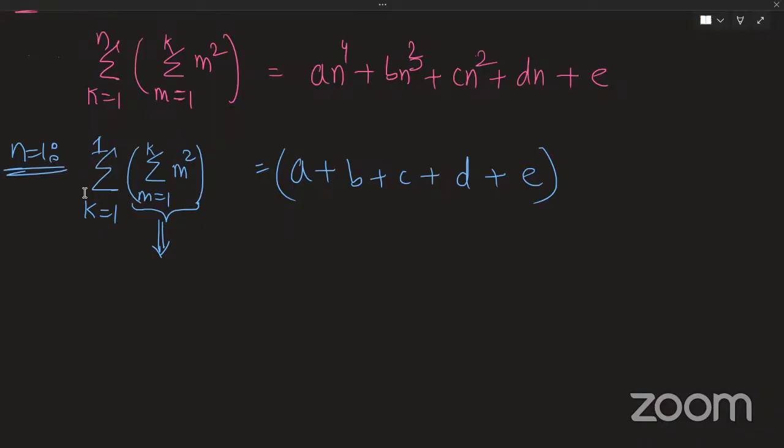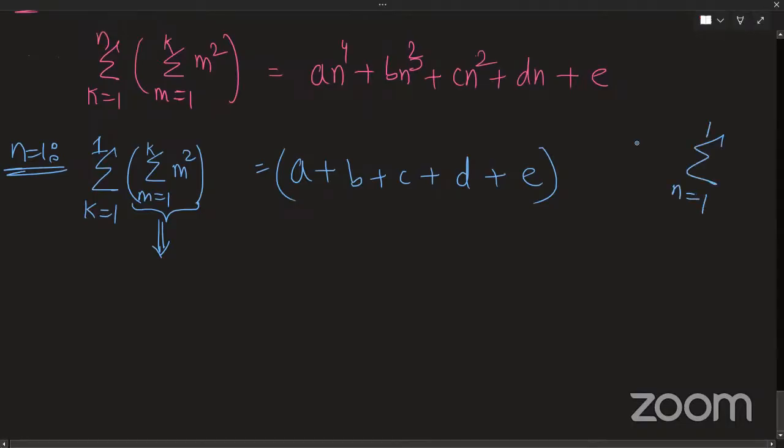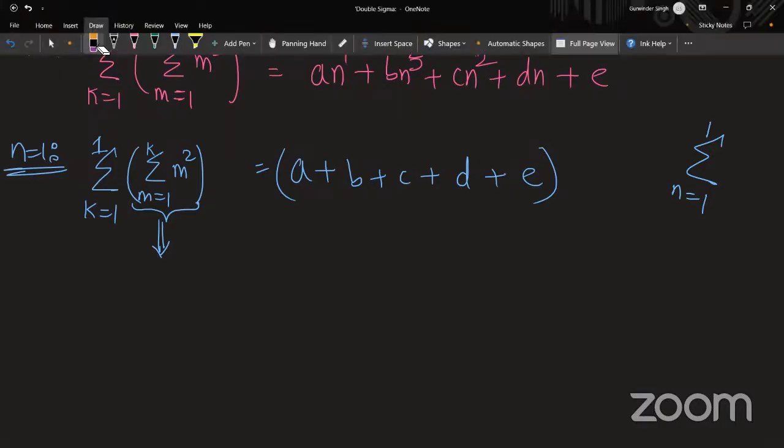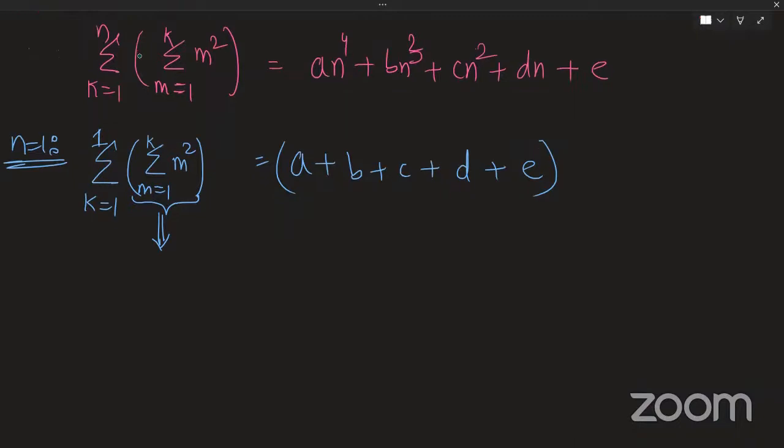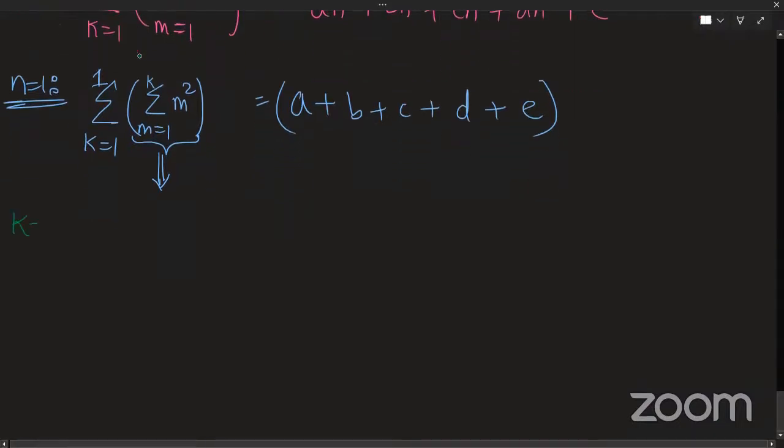See, the issue is k is going from 1 to 1. Whenever I have a limit, something like n going from 1 to 1, what does it mean? The upper limit and lower limit both are same. It has only one value. So my k value is directly equal to 1 because it is going from 1 to 1 only. It will start from 1 and end at 1, so it has only one value, 1.